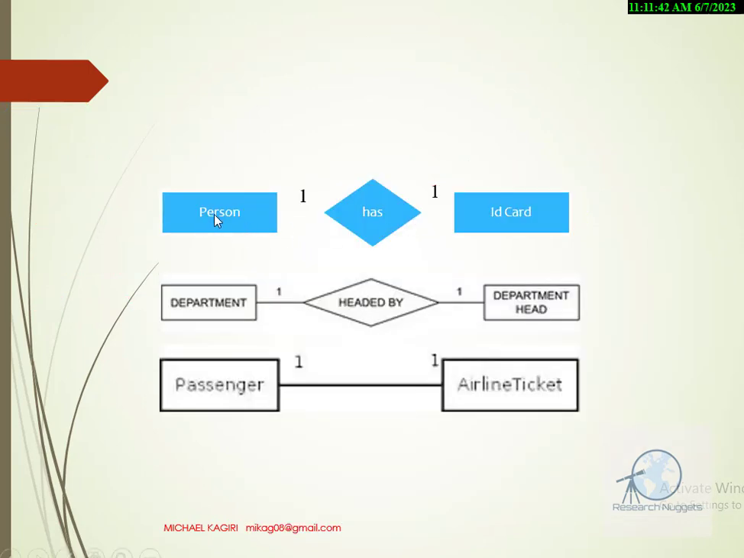These are other examples: a person has a maximum of only one ID card, and an ID can only be associated with a maximum of one person. Another example is a department can only be headed by one HOD, and the HOD can only head one particular department. A passenger can only have a maximum of one airline ticket, and an airline ticket will only be associated with a maximum of one passenger.